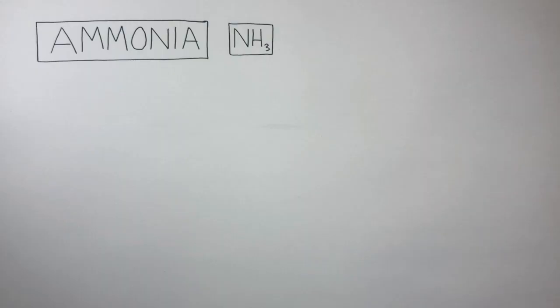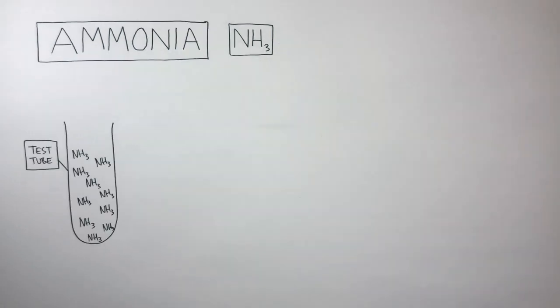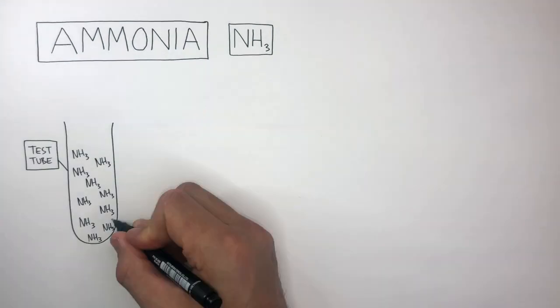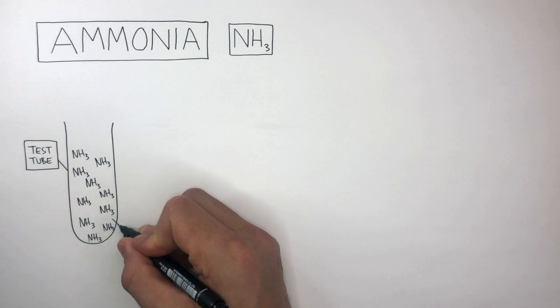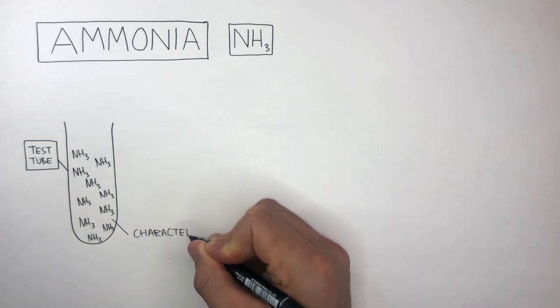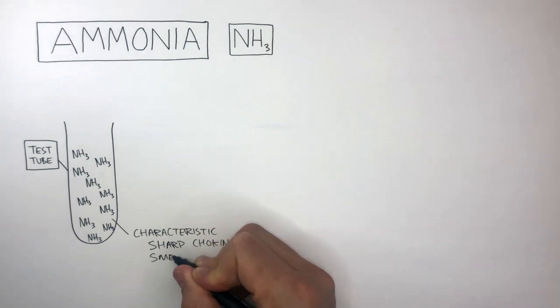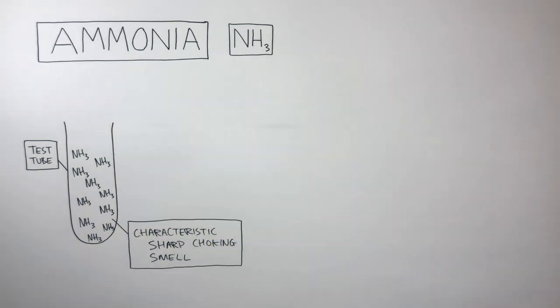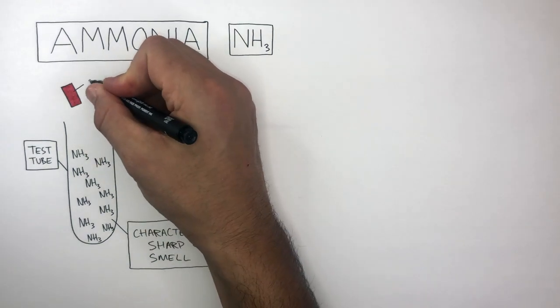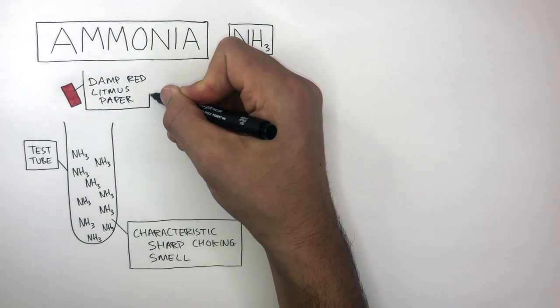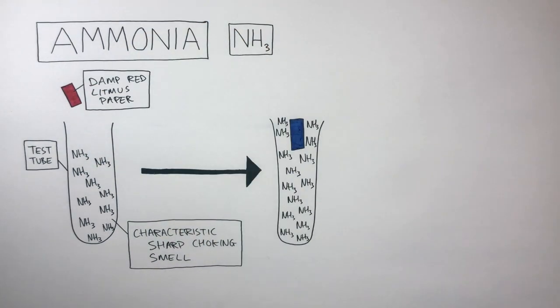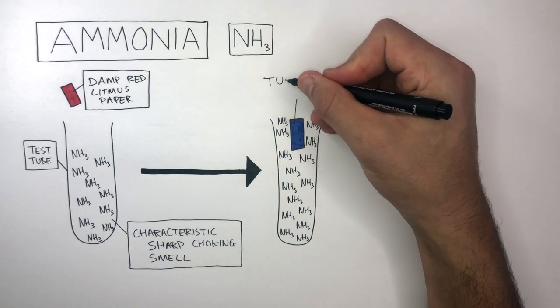Ammonia can be identified using 3 techniques: its characteristic smell, using damp red litmus paper, and reacting it with hydrochloric acid. So here we have a test tube full of ammonia gas. And without even trying to smell it, ammonia has a characteristic, sharp, choking smell. Once this smell has been observed, you'll then use damp red litmus paper to identify the ammonia. The ammonia will cause the damp red litmus paper to turn blue.